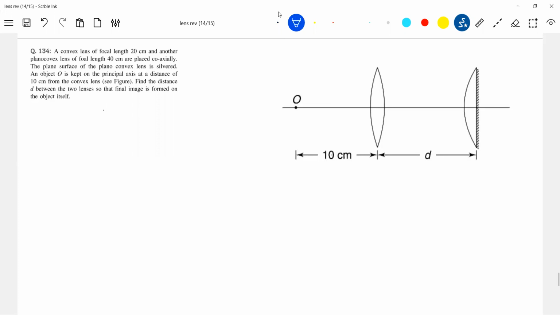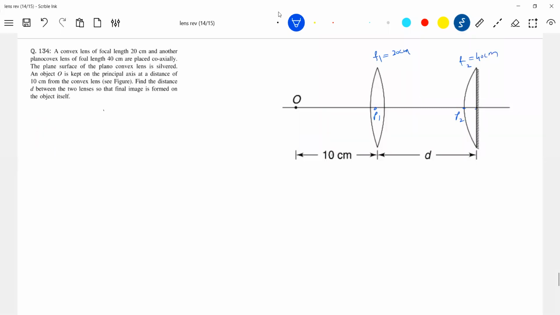I'll call this F1, this F2. What is the focal length of this? This is given 20 centimeter. And another plano convex lens of focal length 40 centimeter, keep it here. So now let me use the formula 1 by v, or we'll use symbols P1, P2.